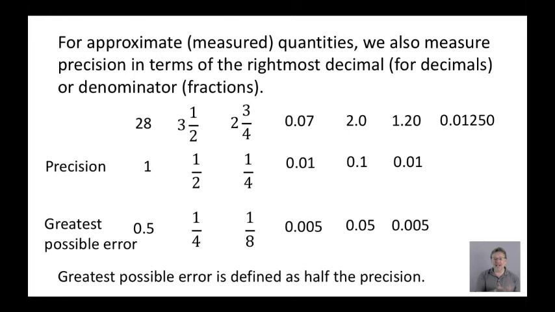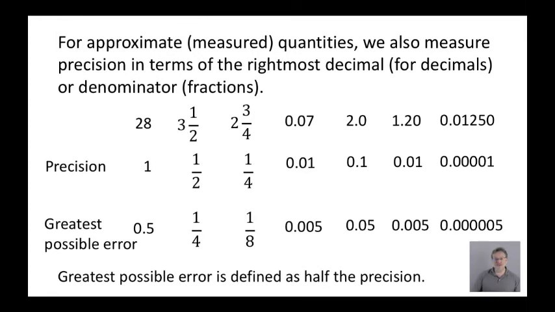0.01250. That last 0 on the end says something important: that this measurement is to the nearest tenths, hundredths, thousandths, not 10,000ths, but to the nearest 100,000ths. And that's reflected in what our precision is. 4 zeros after the decimal place, followed by a 1. And lastly, the greatest possible error, once again, is half of that, or 0.000005.